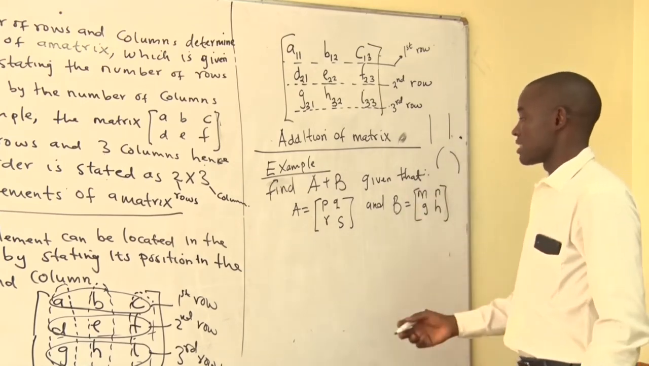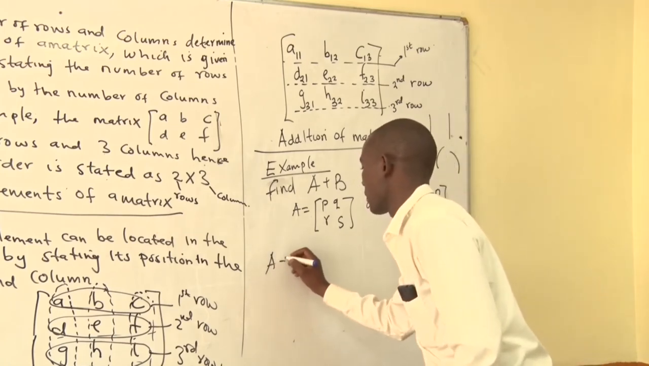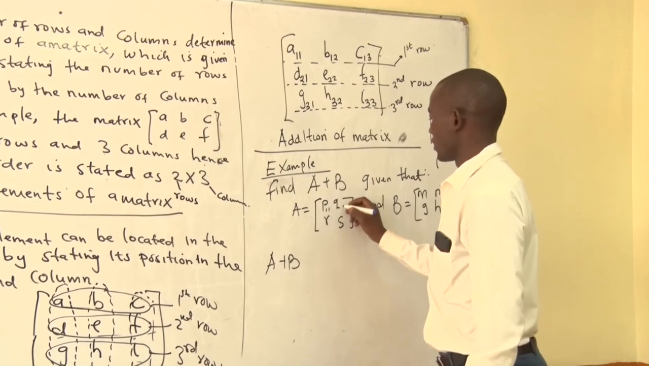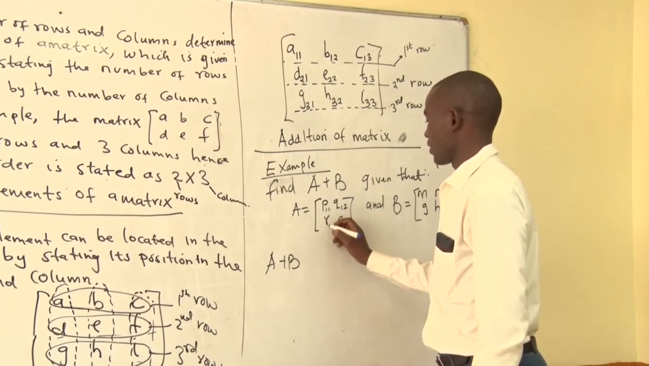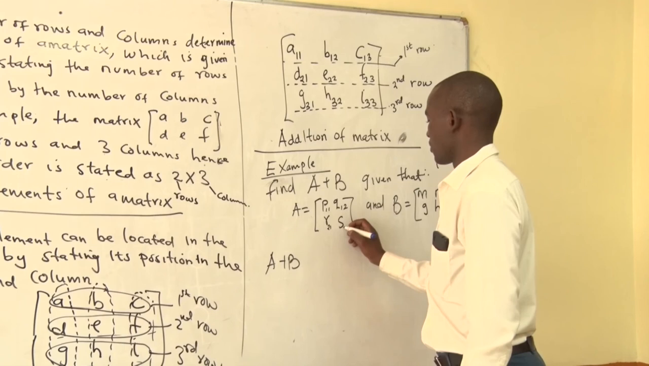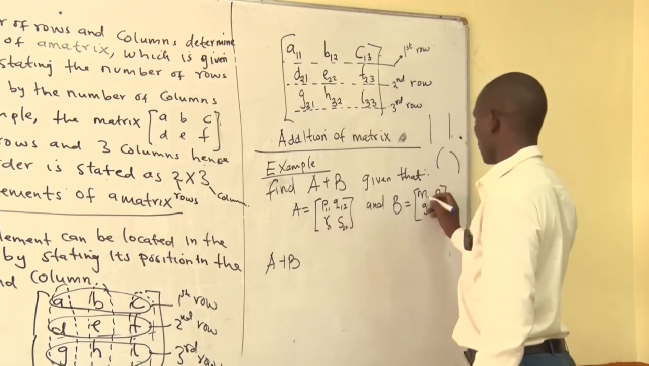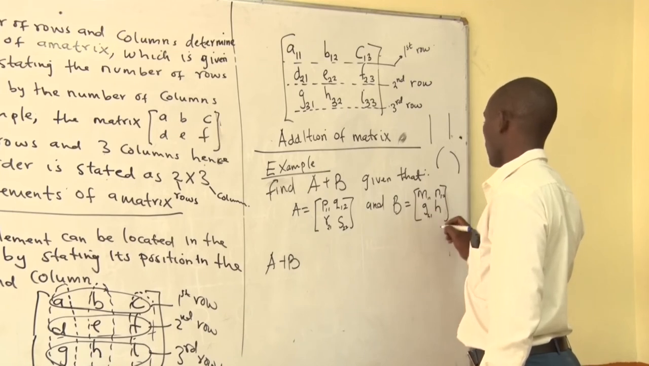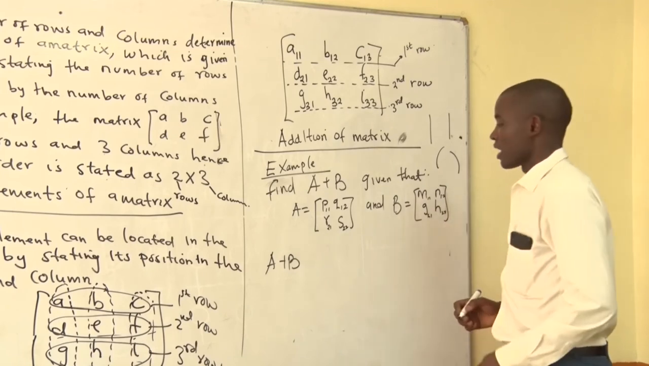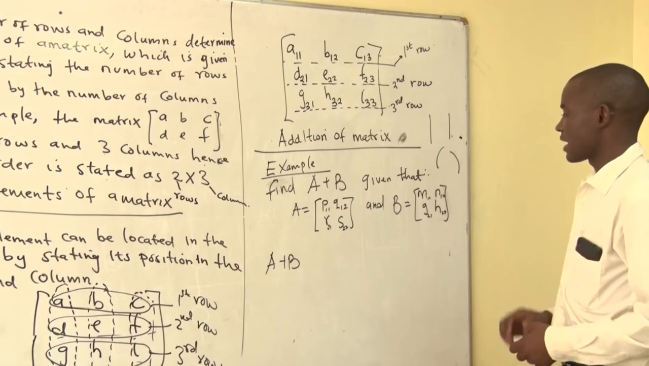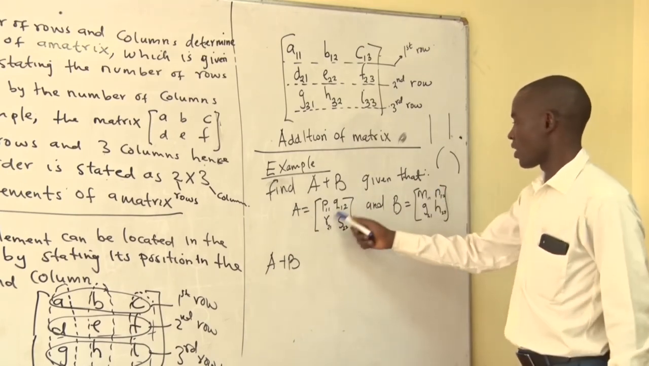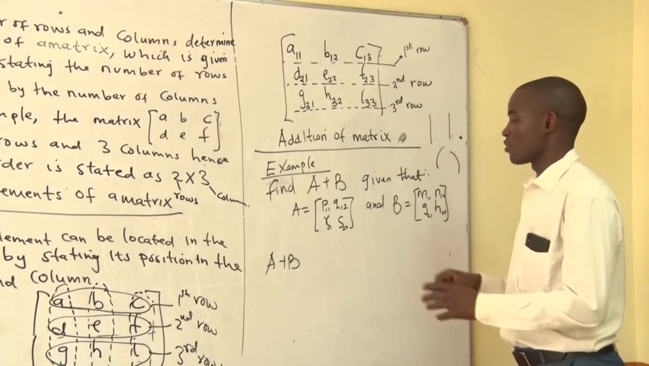So whenever you are given this, A plus B, remember this one will be 1, 1, this one will be 1, 2, this one will be 2, 1, this will be 2, 2. This will be 1, 1. This will be 1, 2, 2, 1, 2, 2. We have said when you're adding, you take characters with the same position. 1, 1 with 1, 1. 1, 2 with 1, 2. That is what we will be doing.